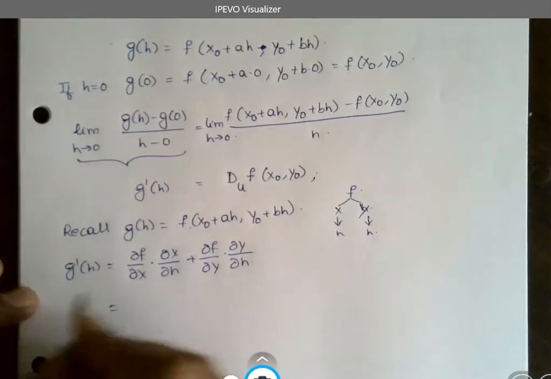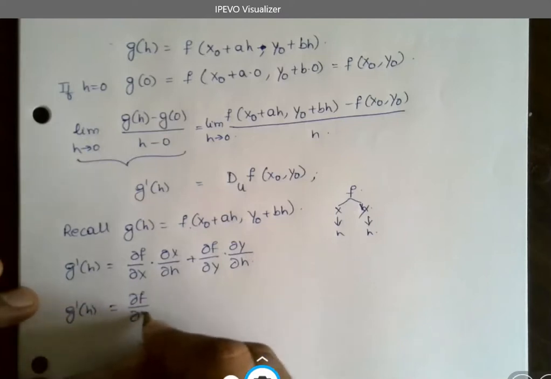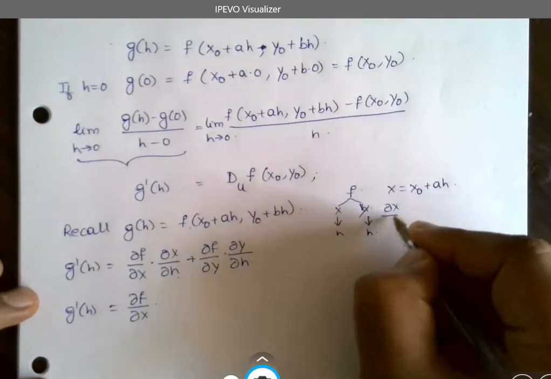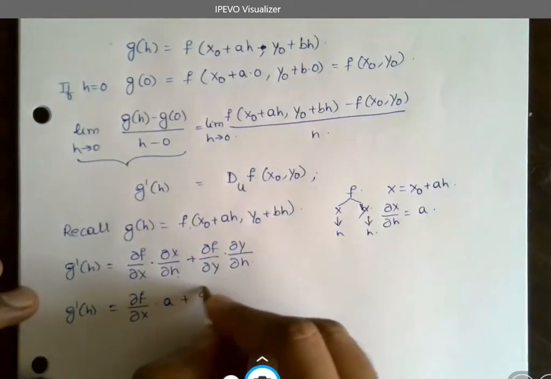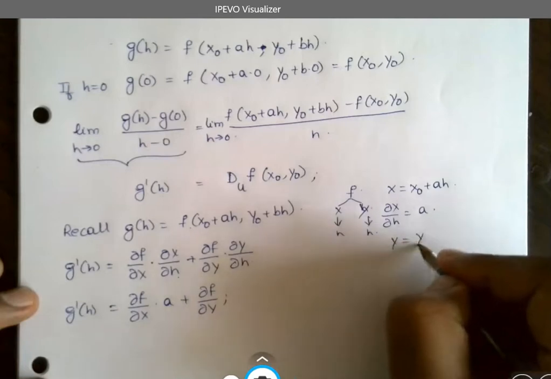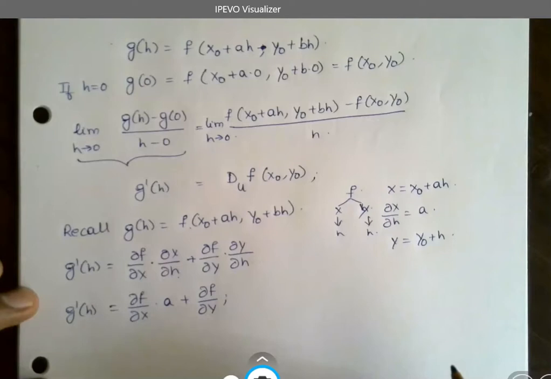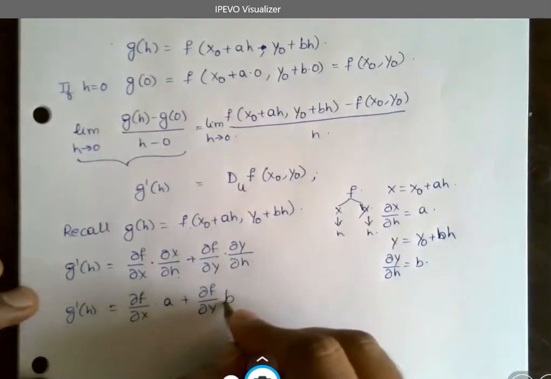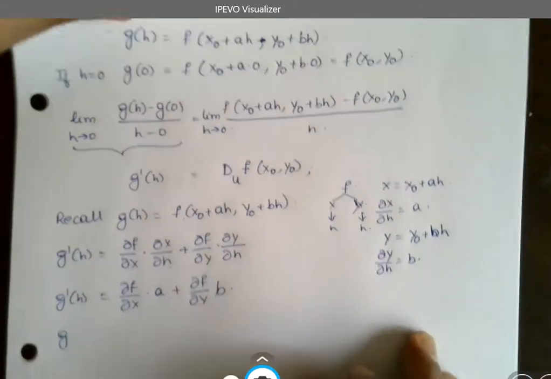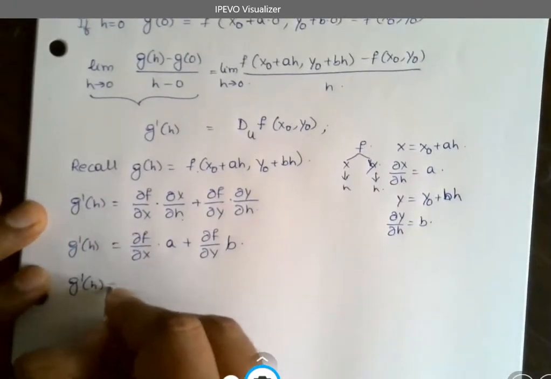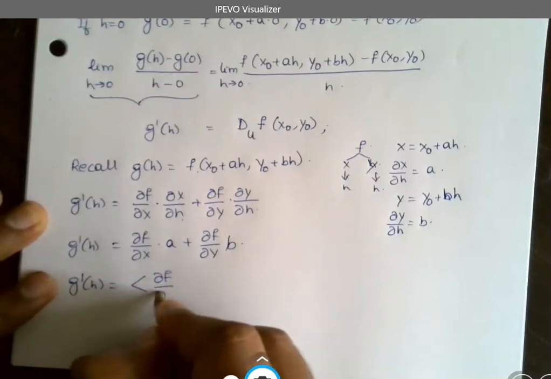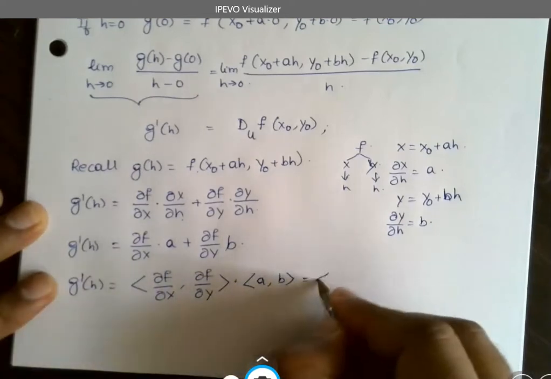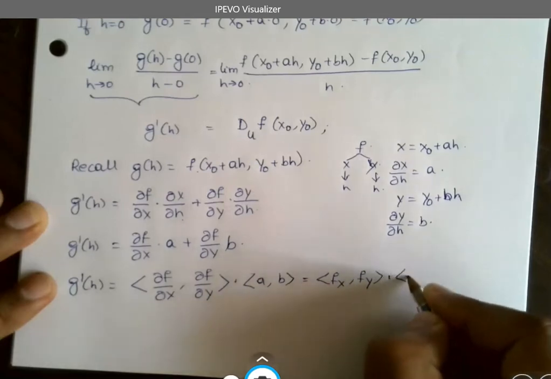Now if I do that, g prime of h is going to be partial f partial x times partial x partial h. If you recall, x is x naught plus ah, so partial x partial h is just a. Plus partial f partial y, and y is y naught plus bh, so partial y partial h is b. So g prime of h is going to be, you can also write it as a dot product, partial f partial x and partial f partial y, dot a and b. So fx, fy dot a, b.